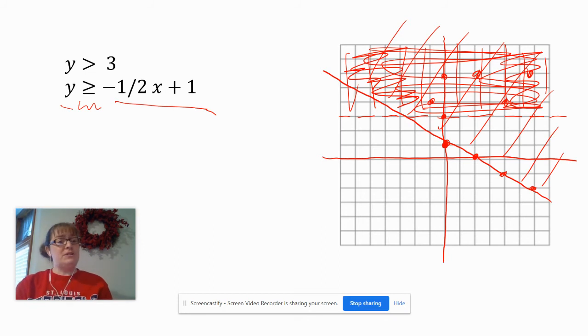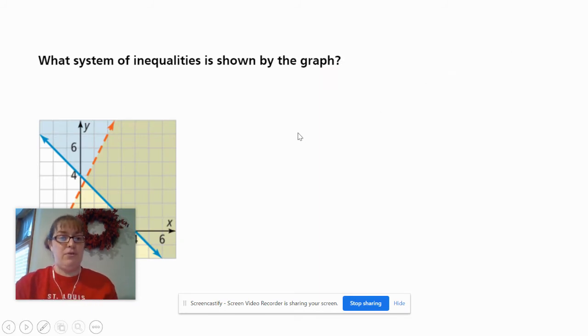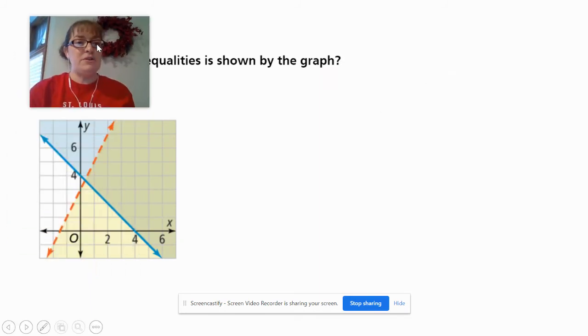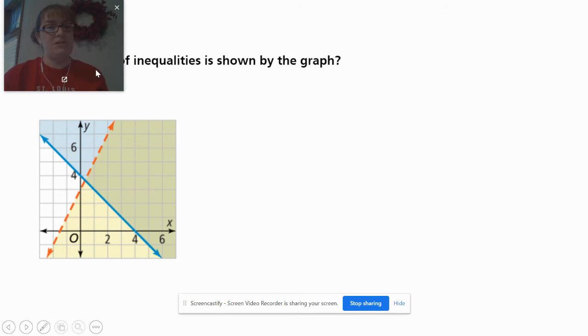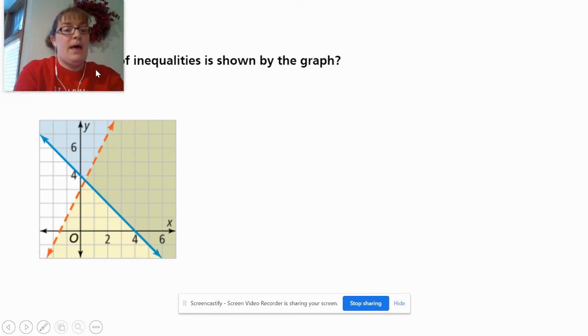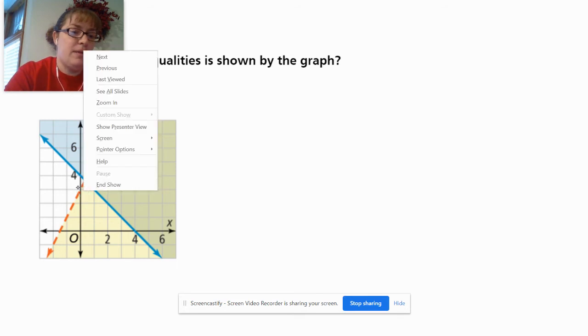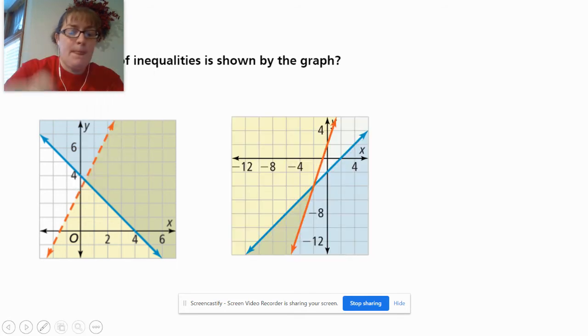Our second goal for today was to be able to look at a graph and write the equation from it. So we'll take a look at a few of those. First one here, it says what system of equations is shown by this graph? And so I'm going to start by looking at the red line. The first thing I need to look at is where is the y-intercept. So where does this red dashed line cross the y-axis? And it looks like it's right here at point 3.